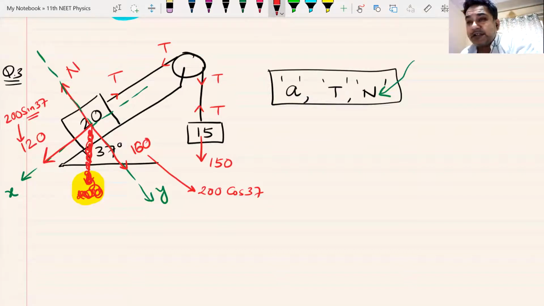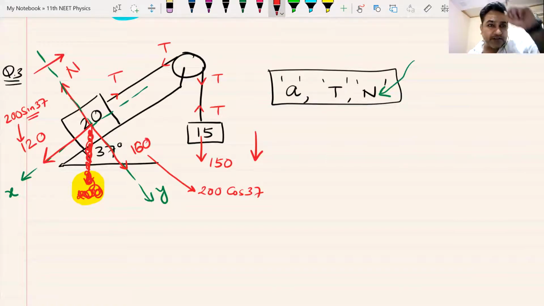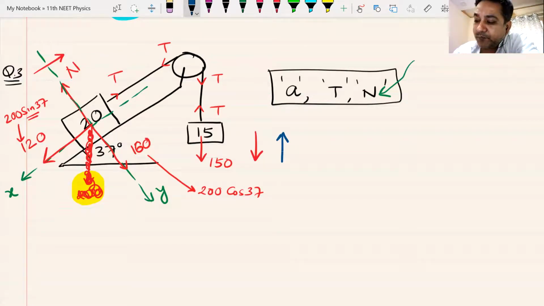Now we have to understand in which direction the system moves. There are 2 possible directions. One possible direction is the red one: this one goes down and this block goes up. The other direction is the blue one: this one moves up and this one goes down. The blue one or the red one? What will be the direction of motion? Does the 15 kg block move down or up? Tell me. The red one. Niharika, why is the red one the direction? Unmute yourself and tell me.